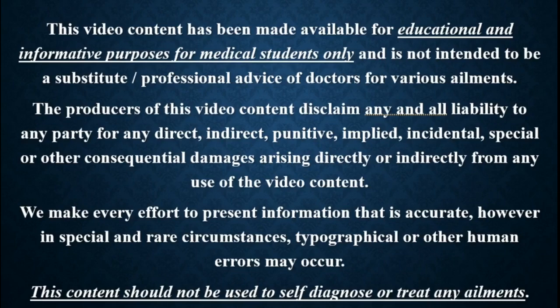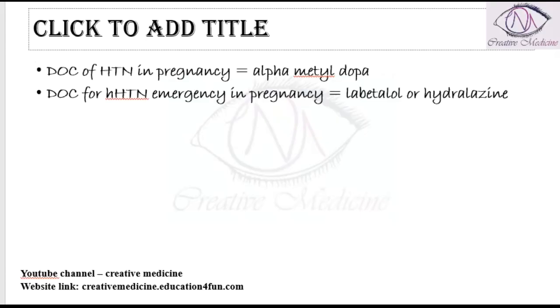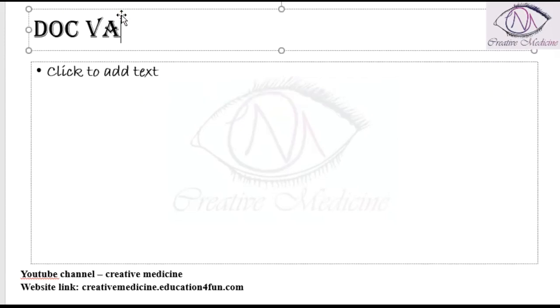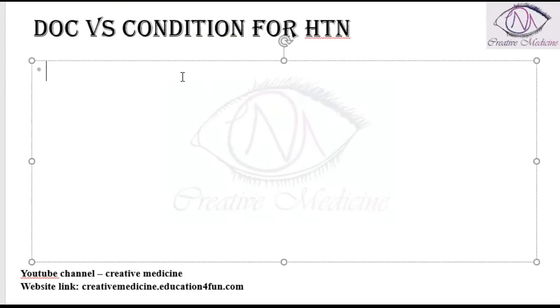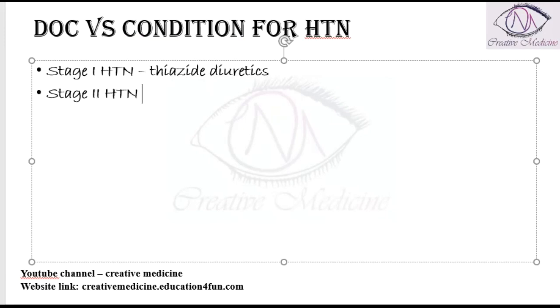In this lecture, we will learn about the drug of choice versus conditions for hypertension. For stage 1 hypertension, the preferred drugs are thiazide diuretics. For stage 2 hypertension, the preferred drugs are thiazide diuretics along with either ACE inhibitors or ARBs, or we can also use calcium channel blockers.